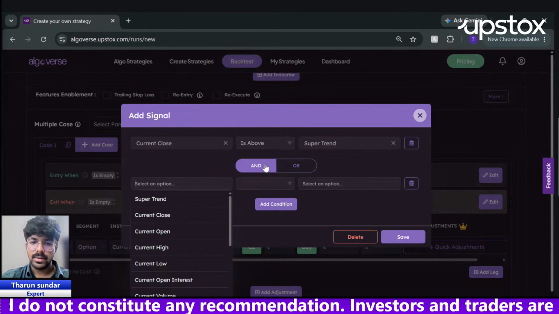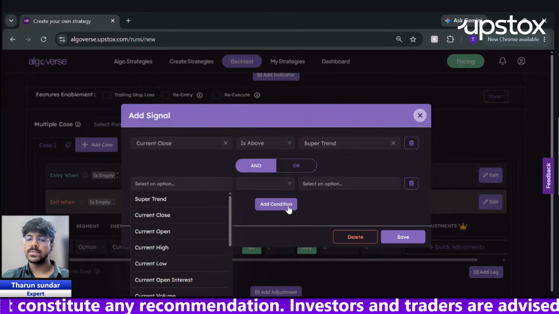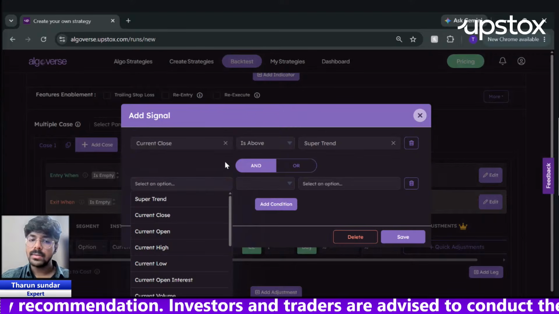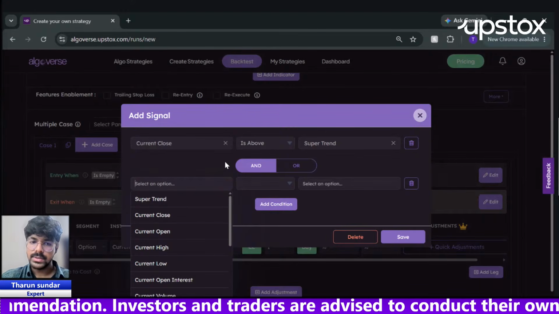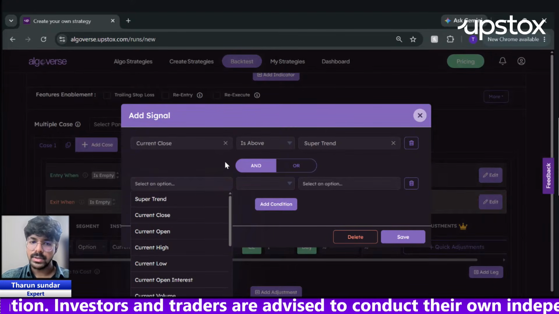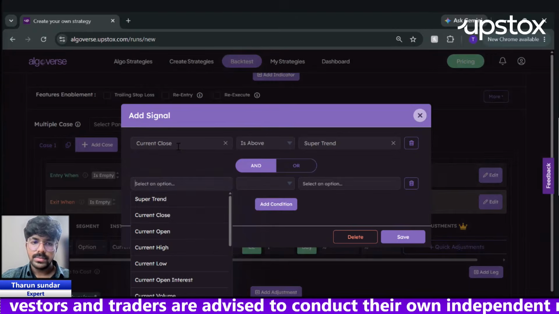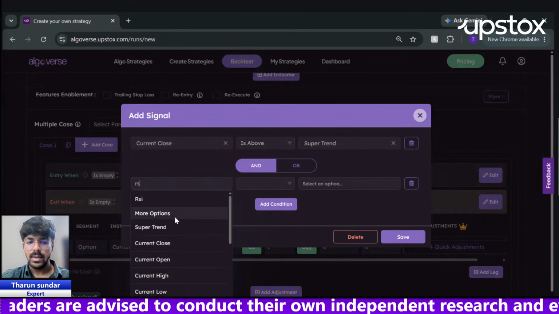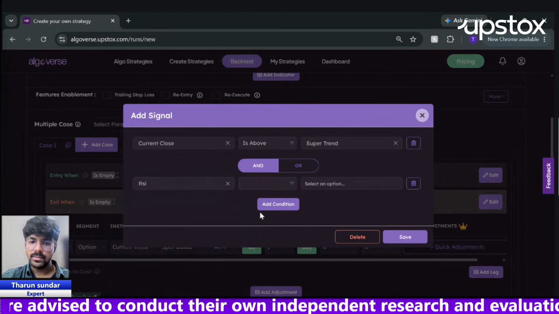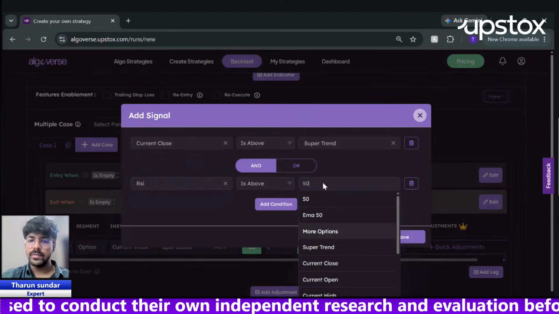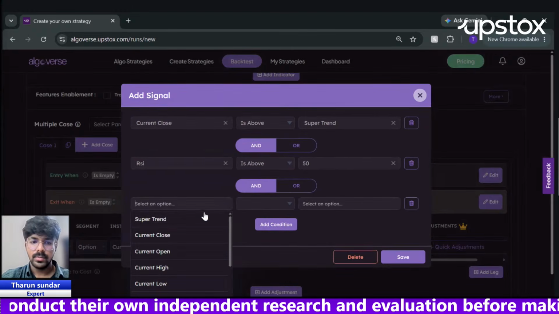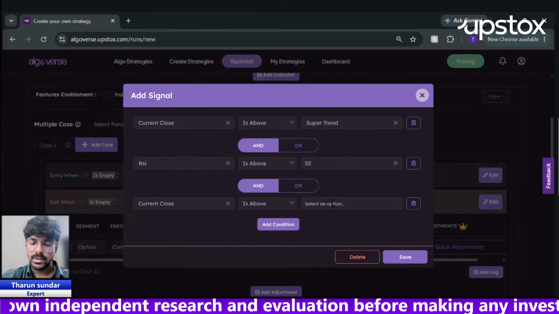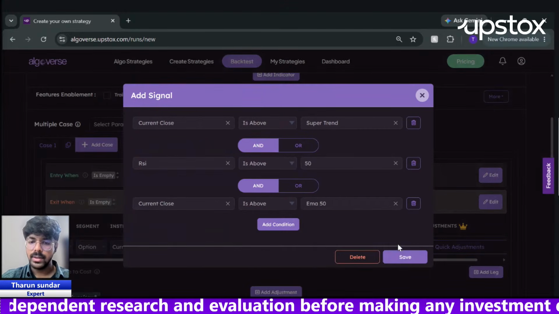And here I'm giving the add condition option. The thing with Algoverse is I can give multiple indicators and multiple combinations of indicators in one single entry or exit point. So here I'm saying my current low should be above Supertrend, and at the same time, the 5 minute RSI value should be above 50. And I'm also saying that the 5 minute candle close should be above the 50 period EMA.